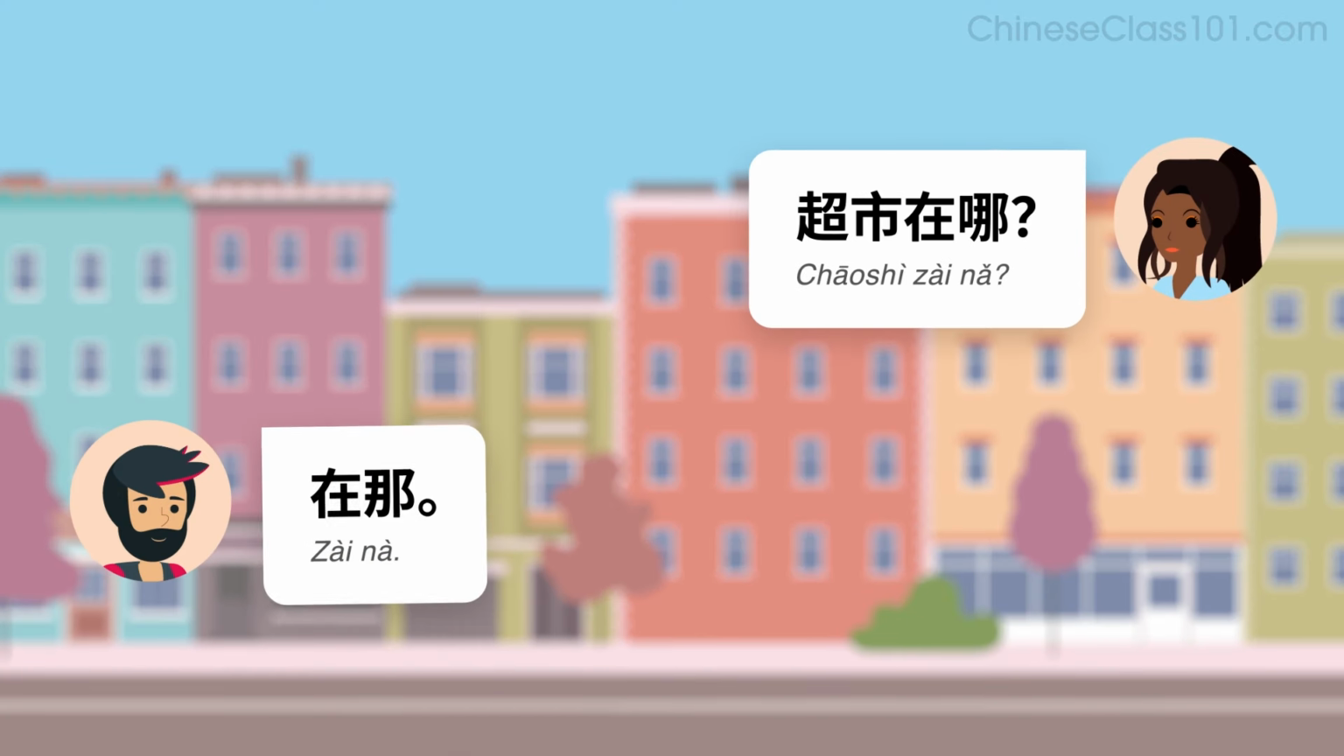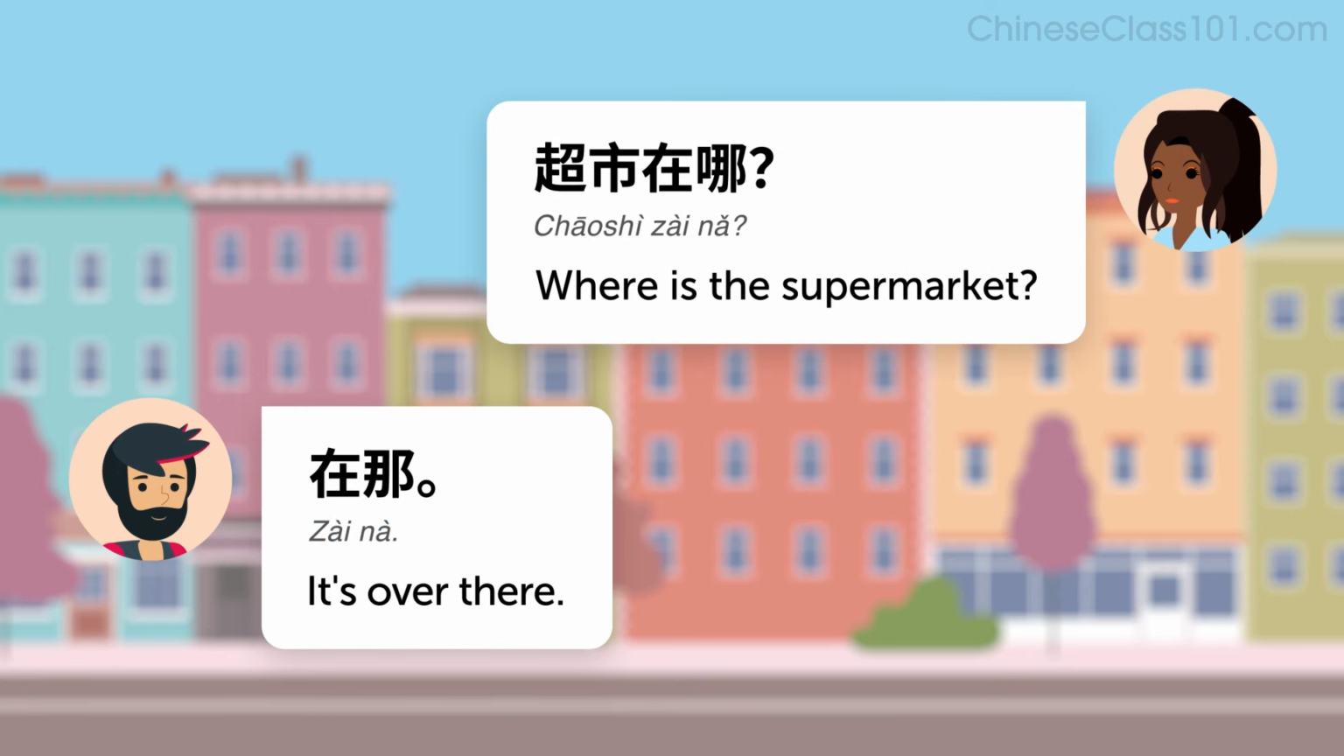Listen to the dialogue. 超市在哪儿？ 在那。 Once more with the English translation. 超市在哪儿？ Where is the supermarket? 在那。 It's over there.